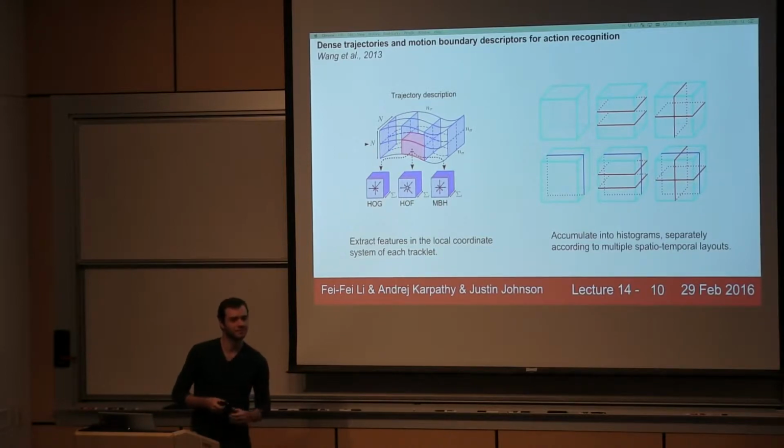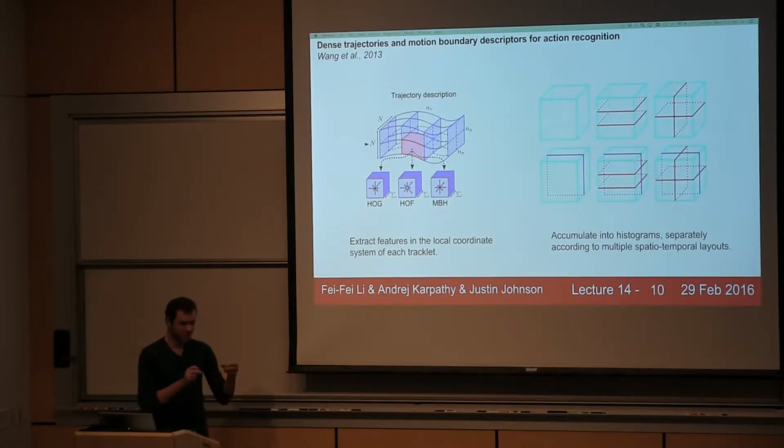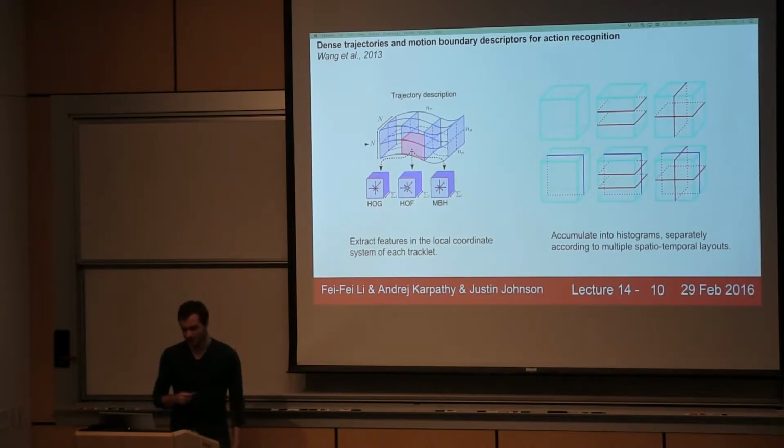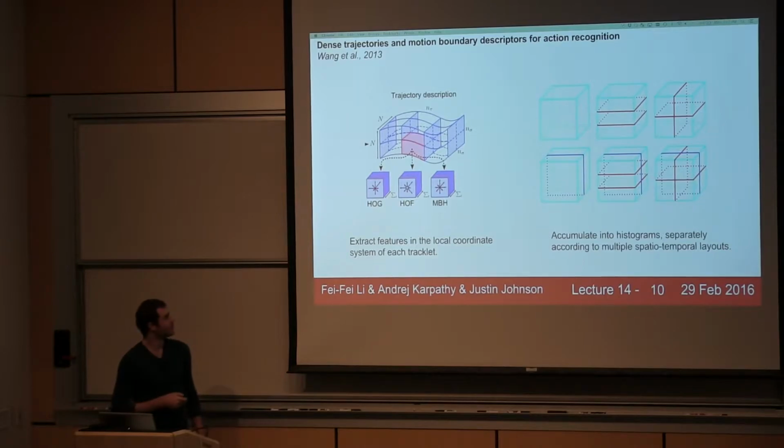Question? How are you defining a tracklet? Yeah, so a tracklet, just think of it as 15 frames, and it's just XY positions. So 15 XY coordinates. That's a tracklet. And then we extract features in the local coordinate system.